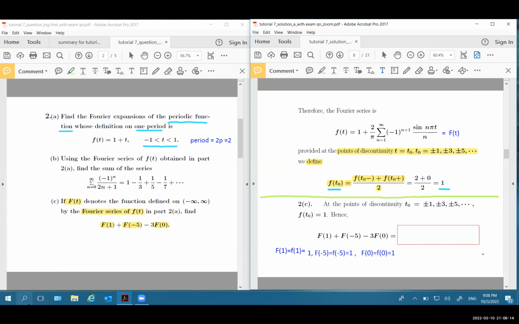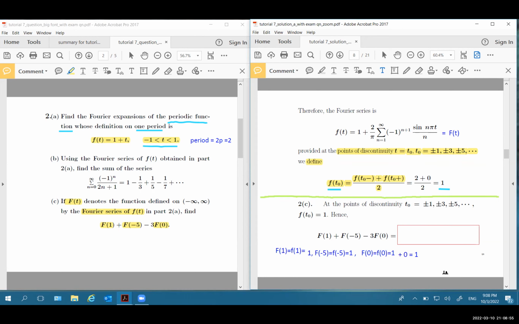Another way is from the function. Yes, from the function. Can everybody see, on your left side here, the question? Small f(t) is 1 plus t, t from minus 1 to 1, right? Now, 0 is between minus 1 and 1. So therefore, f(0), you just substitute 0: 1 plus 0, so therefore it's 1.